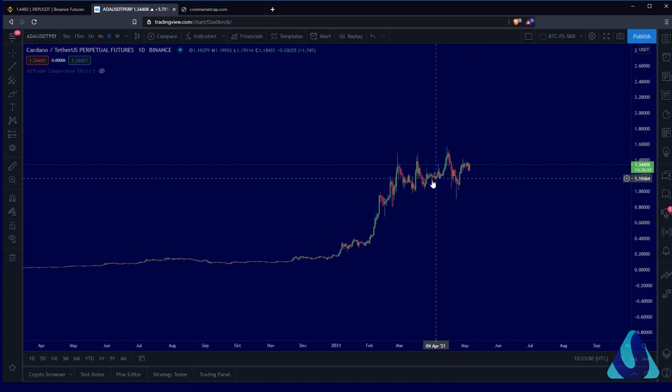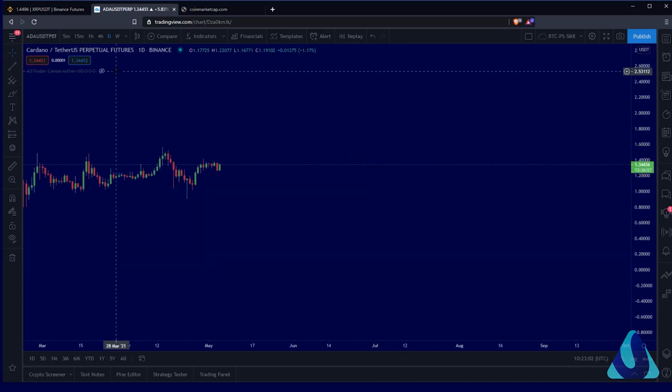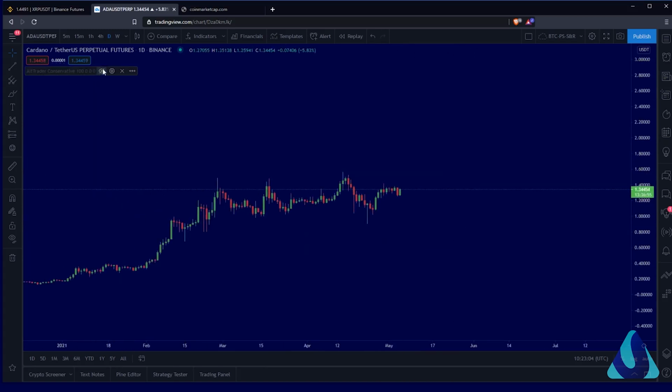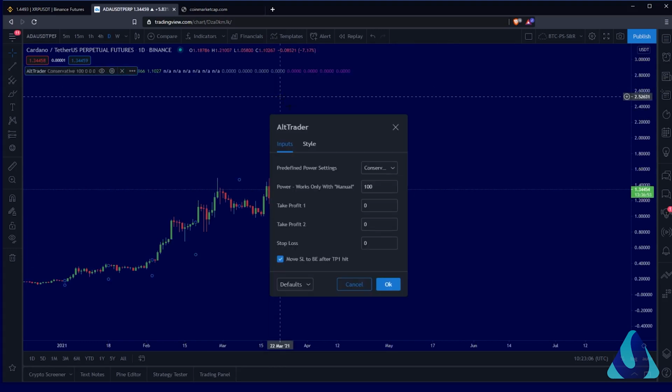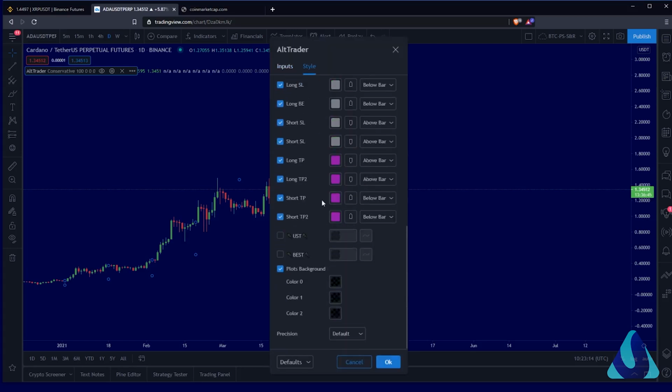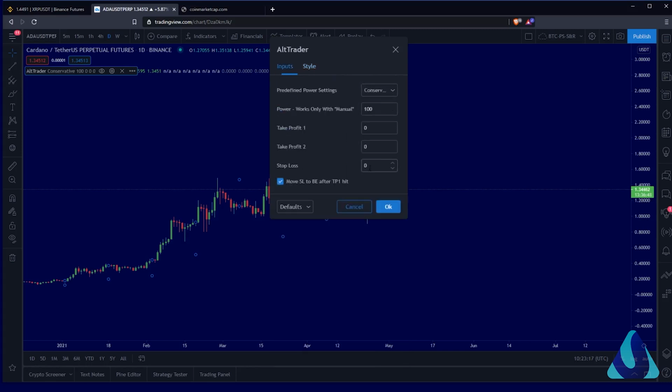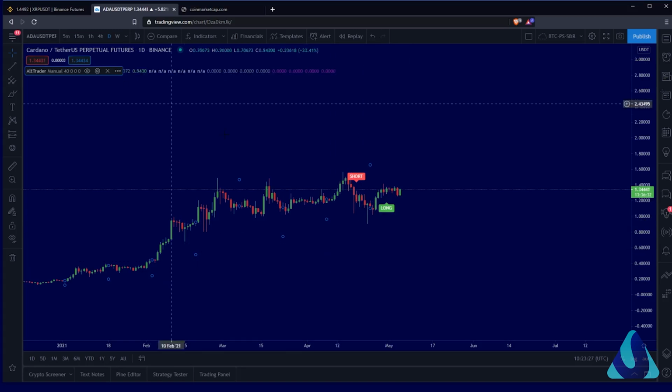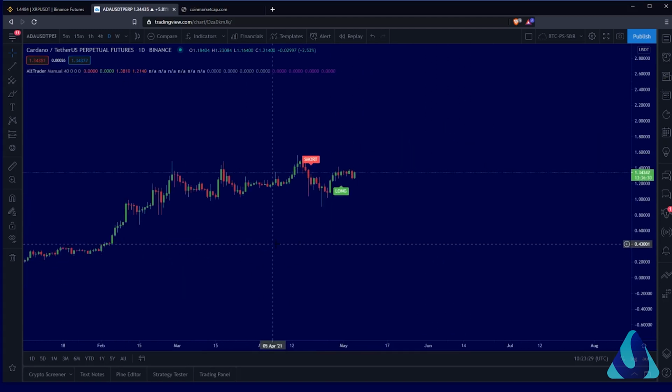Like I said, we have now an updated version of the AltTrader Indicator. There are a lot more features. We'll probably do an updated version for showing you guys how to use it, how you can change the styles and take profits, and what you can see in terms of how the predefined power settings work. So safe, conservative, aggressive, manual. Click on manual. This will allow you to essentially change how aggressive you want to be. So click on that and you can see this changes automatically.